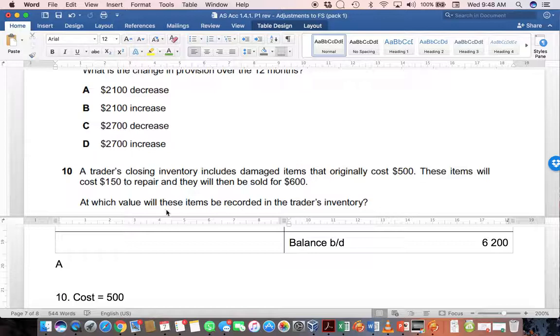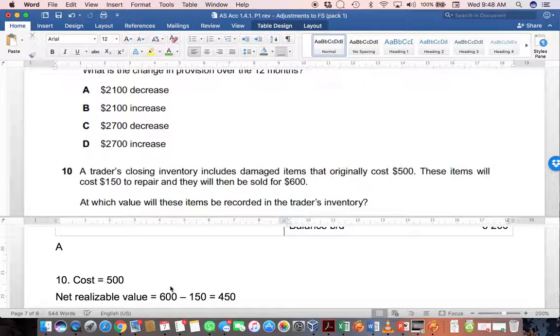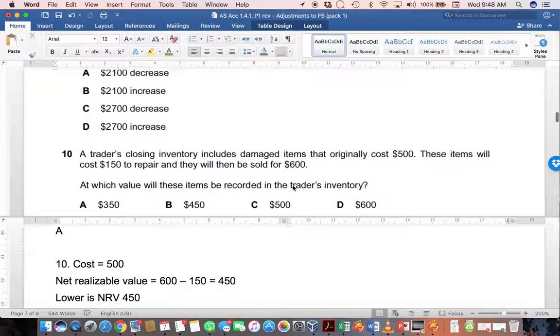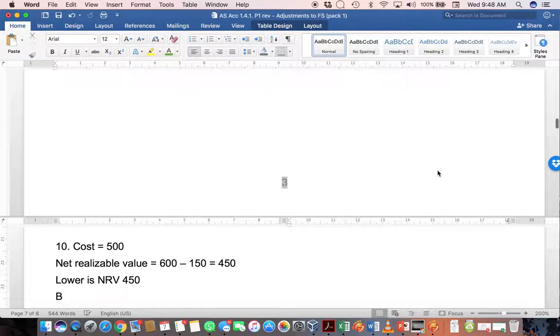Well, remember that the principle that you need to apply here is lower of cost or net realizable value. Your cost is 500. Your net realizable value means your selling price of 600 minus any costs associated with selling it, which gives you 450 as the net realizable value. In other words, what you will actually get out of those assets. And if you compare these two, that means that this 450 is the lower and therefore the amount that you want to actually use. So we'll go and look for 450, and there it is as B.